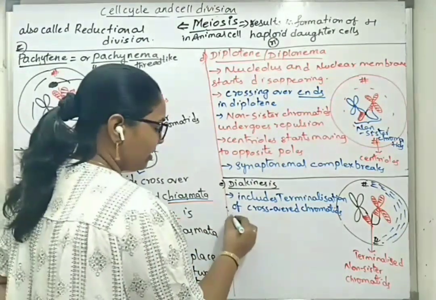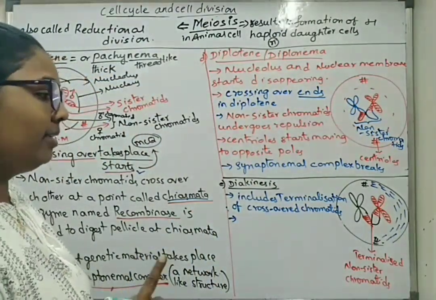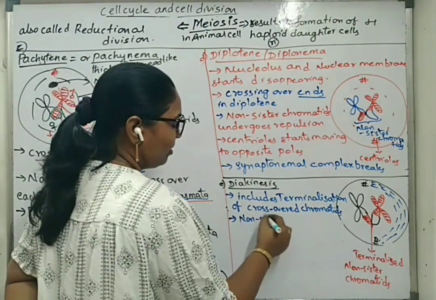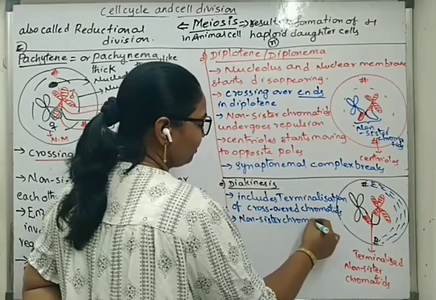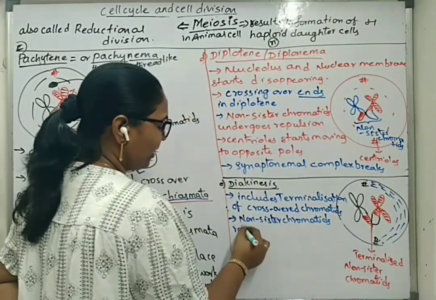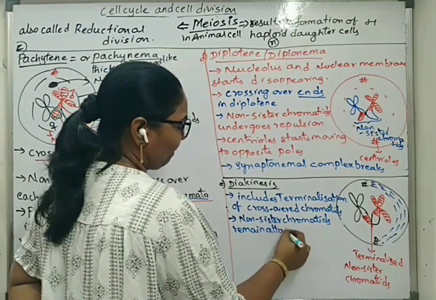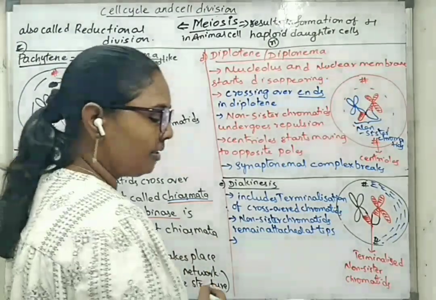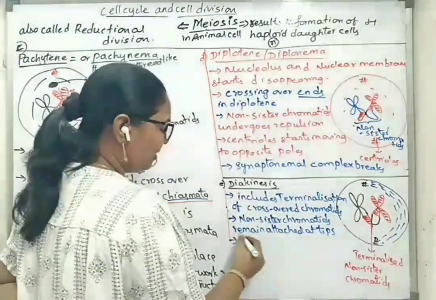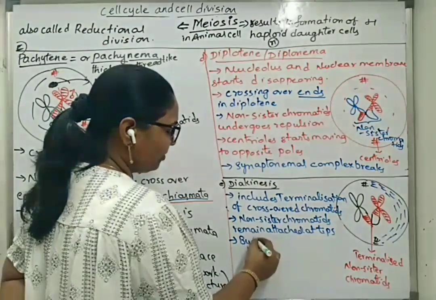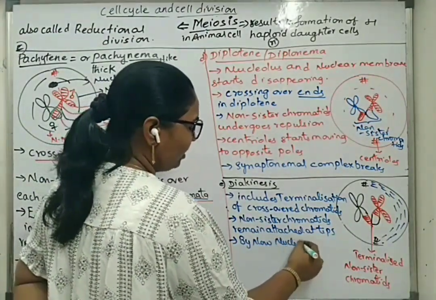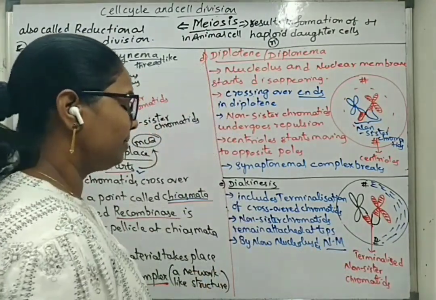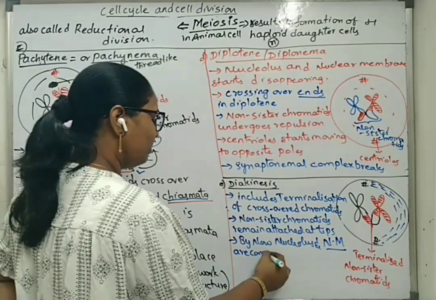Non-sister chromatids. Next. But still the non-sister chromatids remain attached at the tips. Next. Nucleolus and nuclear membrane, which I am writing as capital N, capital M, are completely disappeared by now.